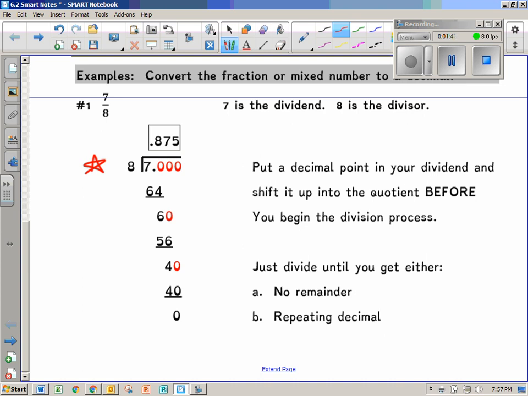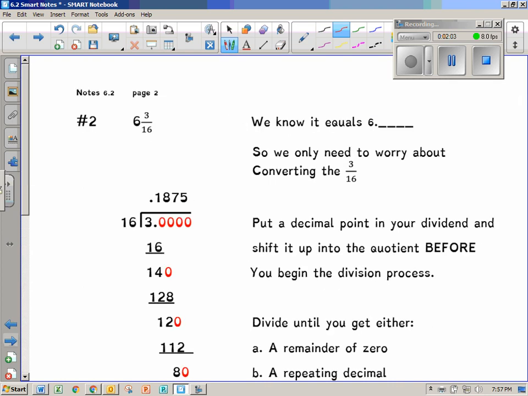And once you get your decimal up there in the quotient, you just divide as usual, keep adding zeros and bringing down until you either get one of these two situations, no remainder or a repeating decimal, which repeating decimals were discussed at the end of the decimal unit. So let's try another one.